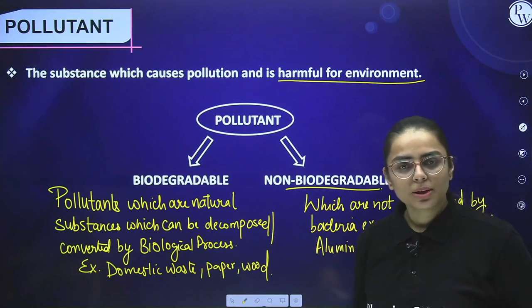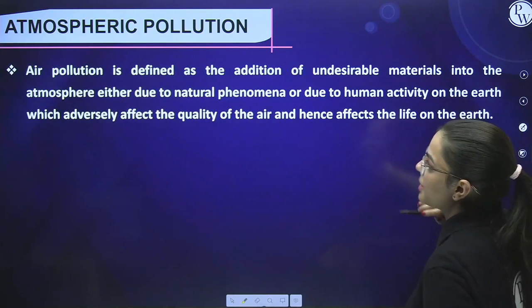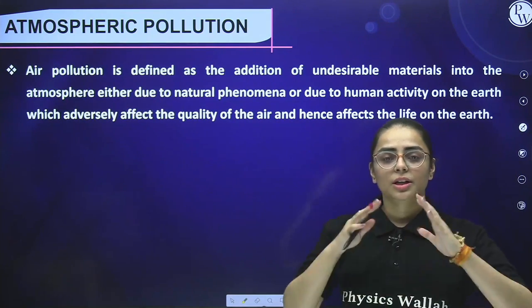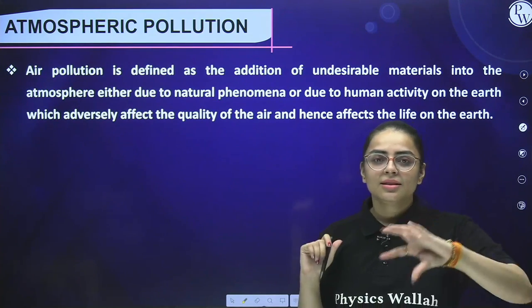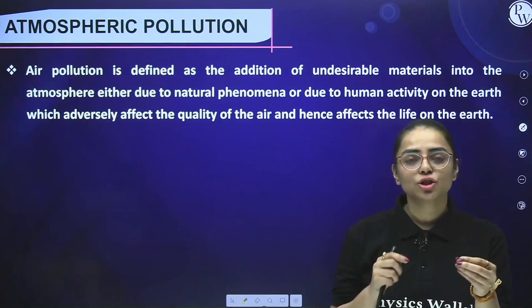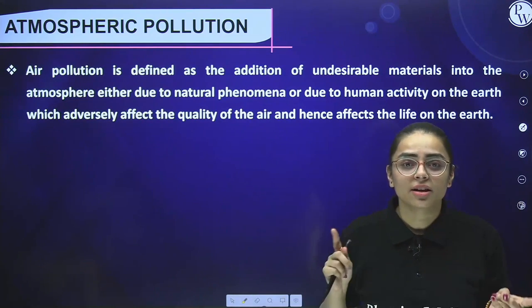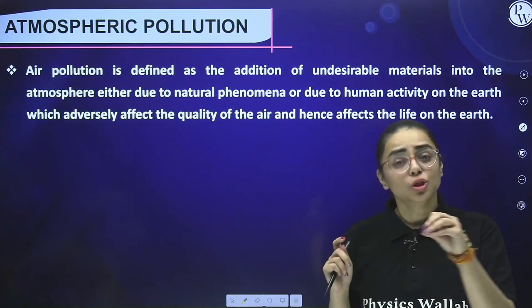Now you know what pollutants are: the ones which cause pollution. Now let us see our next segment, that is atmospheric pollution. Now comes our important topic. Atmospheric pollution is basically air pollution. It is the addition of undesirable materials into the atmosphere, into the air, which leads to harmful effects on plants, animals, human beings.